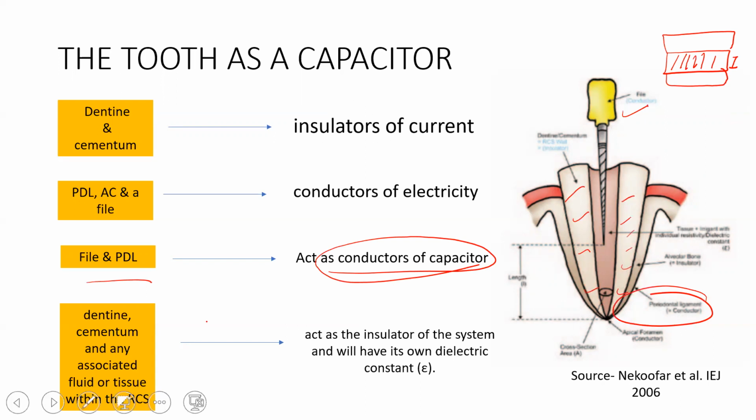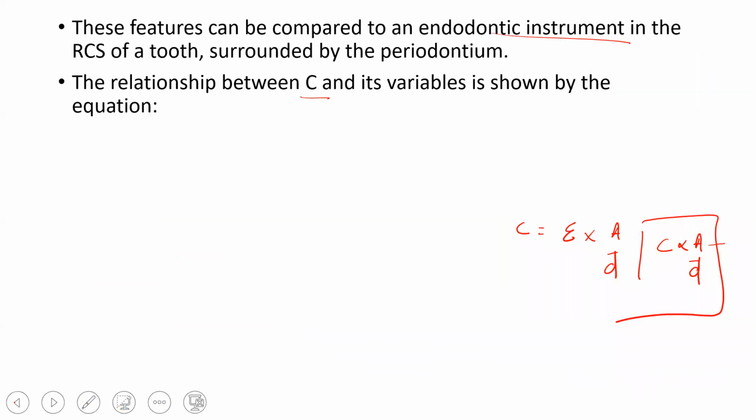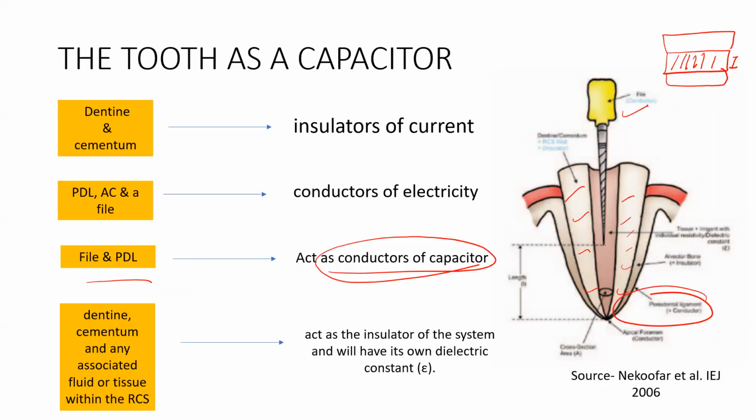So, as I told you, please remember this as an important point: the distance between the conductors. Now, just imagine, whenever this distance between the file and the PDL reaches zero, what will happen? If the distance is 0, then according to the equation, it will give a value of 0. So yes, you are right. Our apex locator will show a 0 value whenever the distance between the file and the PDL reaches 0. And that's how an apex locator shows 0 value whenever you reach the working length.